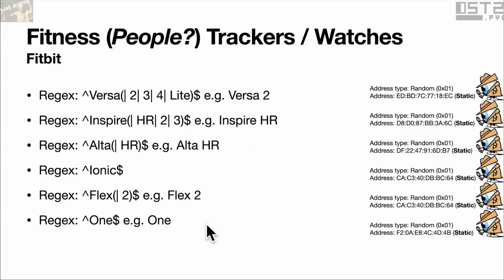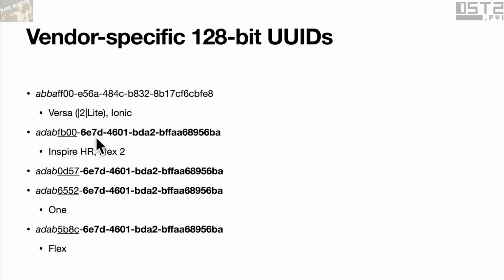But the thing that I want to say about Fitbits is more about the use of their vendor-specific 128-bit UUIDs. So there are the 16-bit ones that we've seen before, but there are also 128-bit UUIDs in Bluetooth. So we have UUIDs like this one, which were seen associated with the Versa, Versa 2, Versa Lite, Ionic. Then we have this one, which is the Inspire, the Flex 2. These two are associated with the One, and this one is associated with the Flex. And they're all always advertising these things.